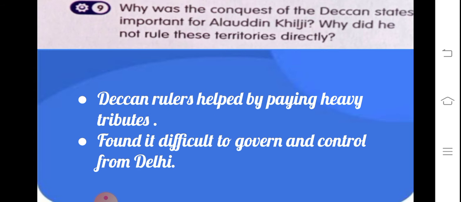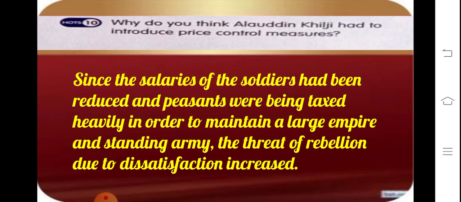The ninth question is, why was the conquest of the Deccan states important for Alauddin Khilji? And why did he not rule these territories directly? The conquest of the Deccan states was important for Alauddin Khilji because the heavy tributes paid by the Deccan rulers helped to fund the rest of the empire. He refused to rule these territories directly because he was aware that the Deccan would be difficult to govern and control from Delhi. And as you know, the 10th question is always a higher order thinking question.